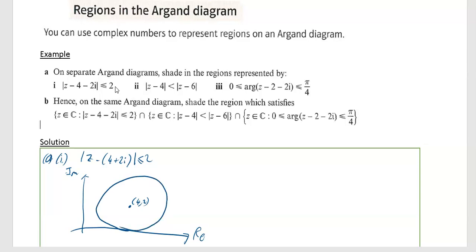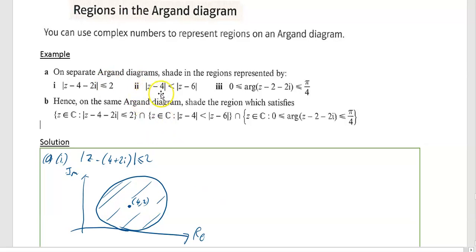So I've done a solid circle, and the reason it's a solid circle is that it's less than or equal to 2. That means points on the boundary of the circle are allowed. If it had been less than 2, points on the boundary would not be allowed, and I would have done a dashed circle. Okay, that's the first one.